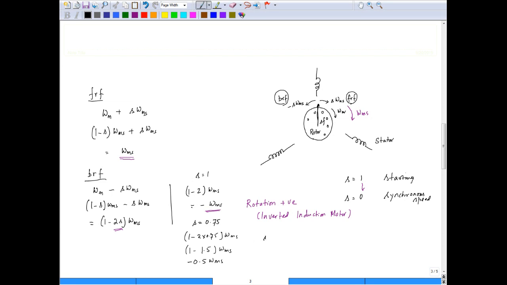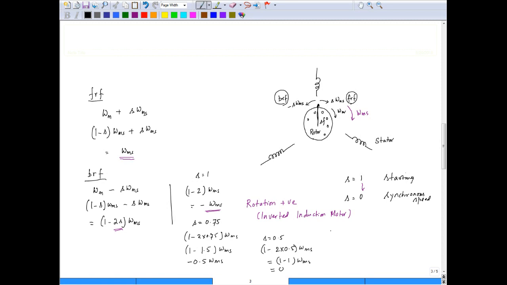Now exactly at s equal to 0.5, the speed will appear to be stationary, because this is 1 minus 2 into 0.5 into omega ms, that's equal to 1 minus 1 into omega ms, that's equal to 0. So at s equal to 0.5, the speed will be stationary, there is no torque. Because if the rotating field is stationary, no torque is produced by the stationary field. So exactly at s equal to 0.5, the contribution of the reverse rotating field will be 0.